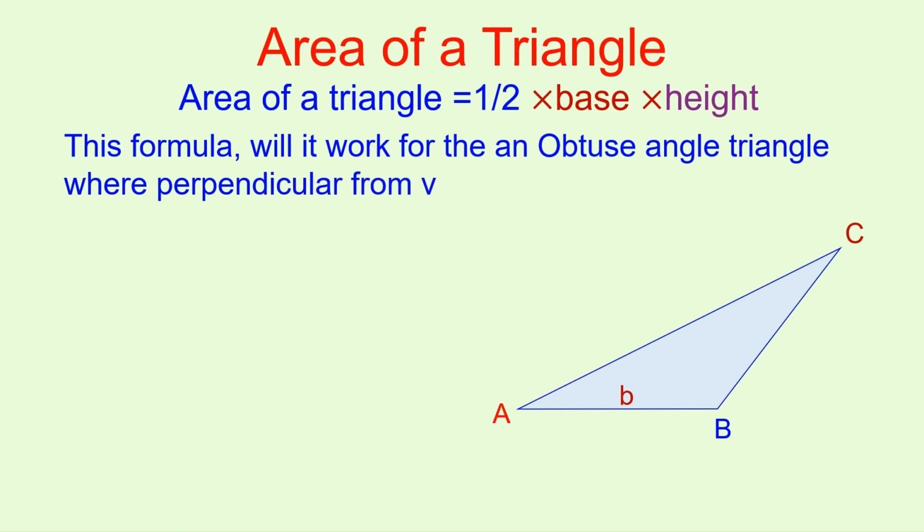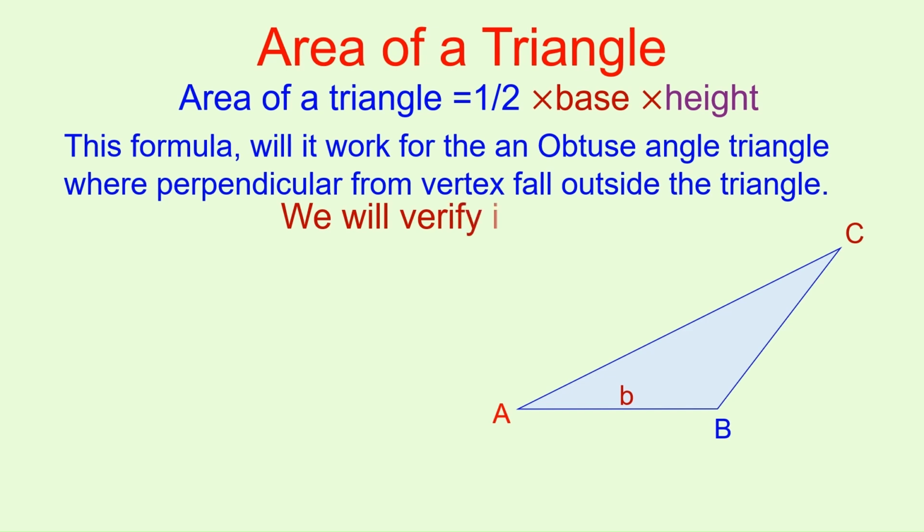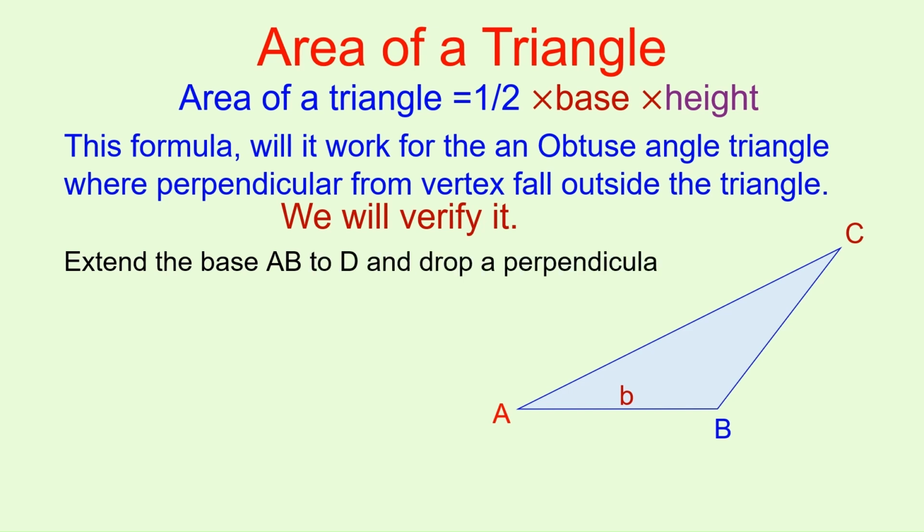Will this formula work for an obtuse angle triangle, where the perpendicular from the vertex falls outside the triangle? We will verify it. Extend the base AB to D, and drop a perpendicular CD.